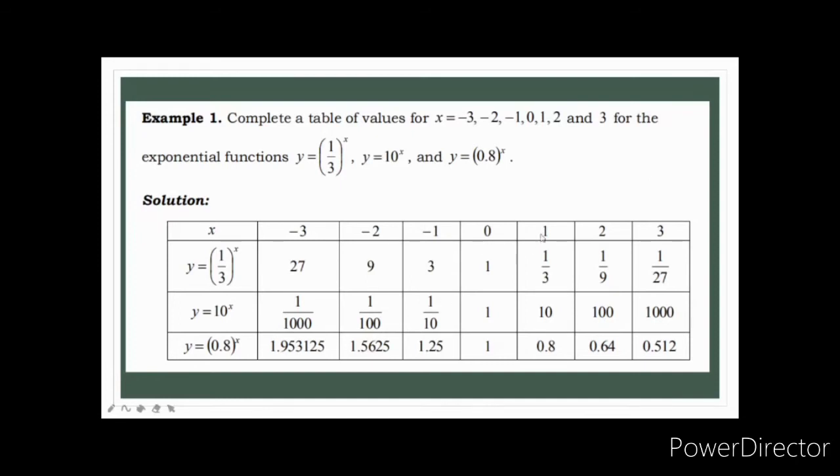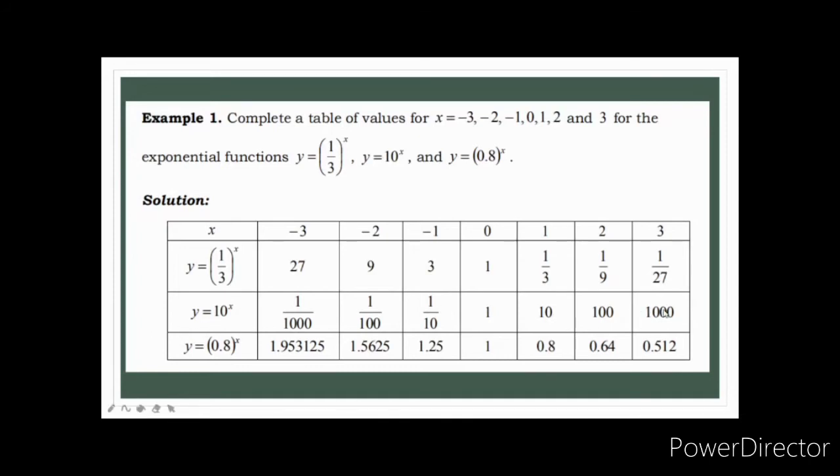If x is equal to positive 1, let's substitute positive 1 in our exponential function. We have 10 raised to positive 1, that is equal to positive 10. Now for x is positive 2, 10 raised to positive 2 is equivalent to 100 because it is 10 times 10. Now if x is positive 3, you have 10 raised to positive 3, that is 10 times 10 times 10. So that's why we get 1000. That's solution number 2 for our number 2 exponential function.